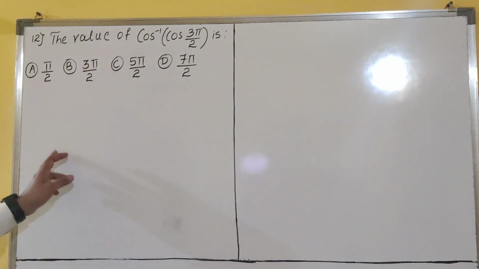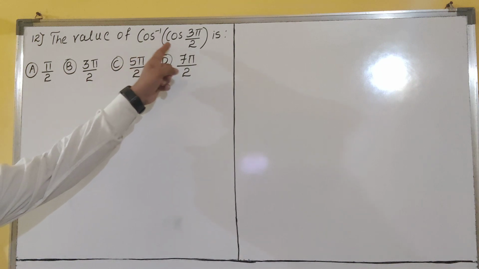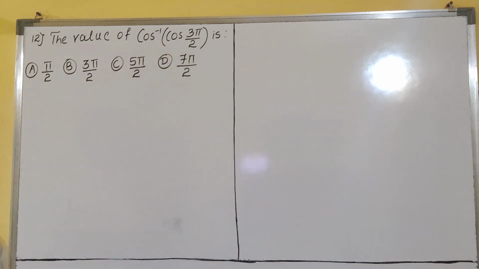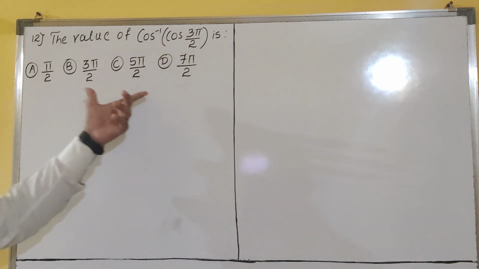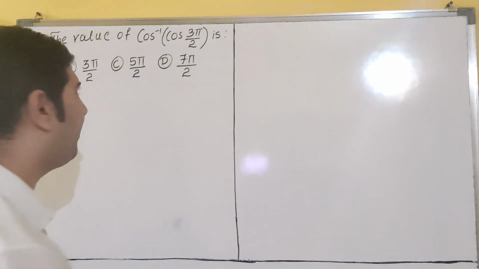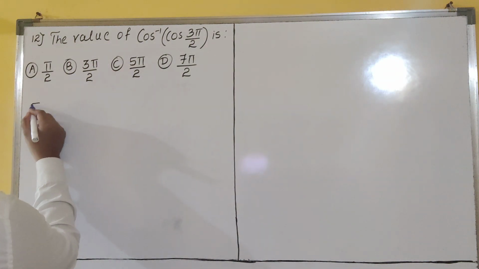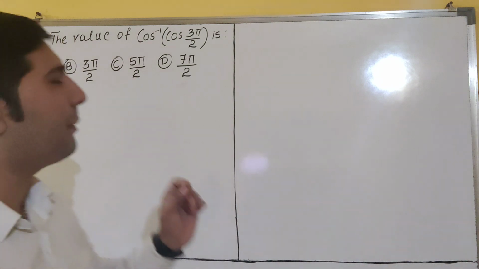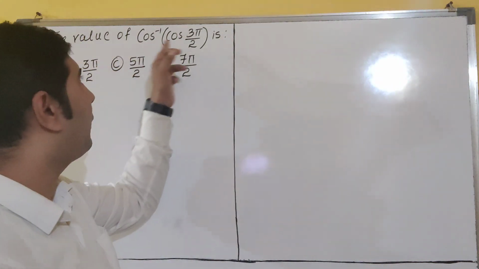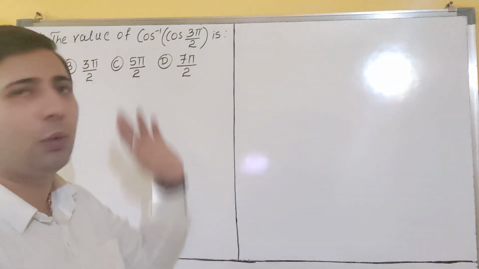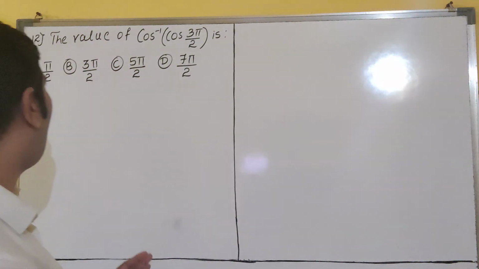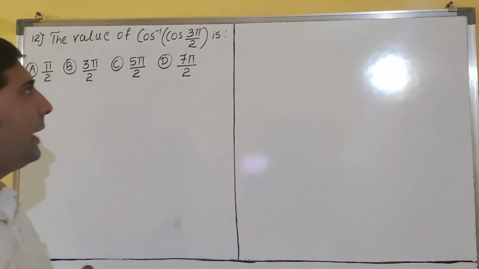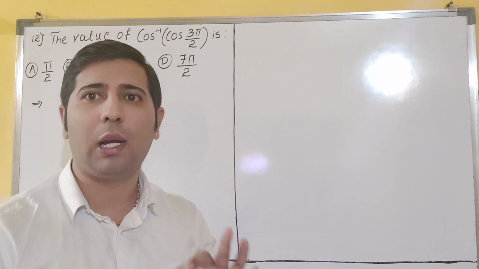That is question number 12. The value of cos inverse of cos 3 pi by 2. So what is the option you have to say in this? Very simple question, dear students. This is the alpha question. As you know, maximum students will write cos inverse of cos x is 3 pi by 2. Directly they will give the answer. So they will take option B, dear students. B is exactly the wrong answer, dear students.